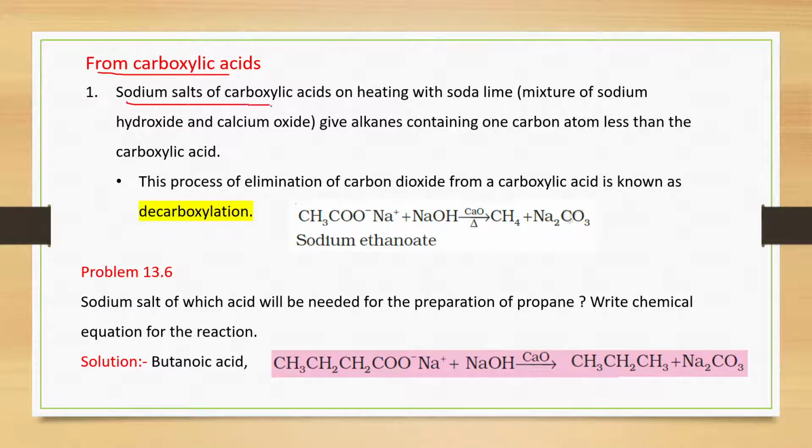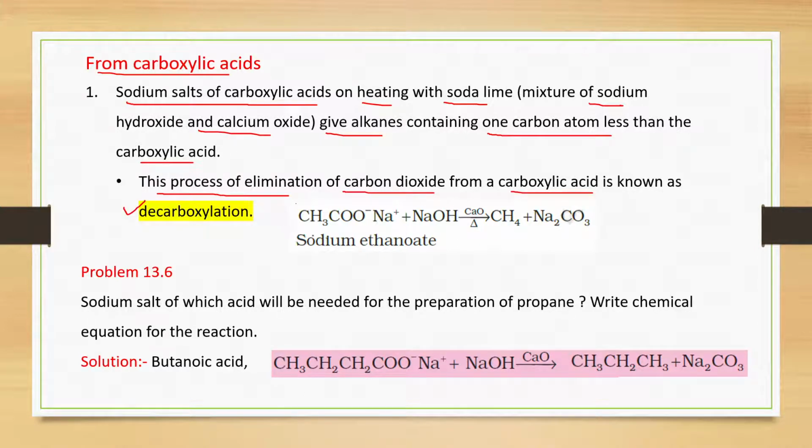Sodium salts of carboxylic acids on heating with soda lime. Actually, soda lime is a mixture of sodium hydroxide and calcium oxide. Give alkanes containing one carbon atom less than the carboxylic acid. And in this, carbon dioxide gas is removed. So, this process of elimination of carbon dioxide from a carboxylic acid is known as decarboxylation.